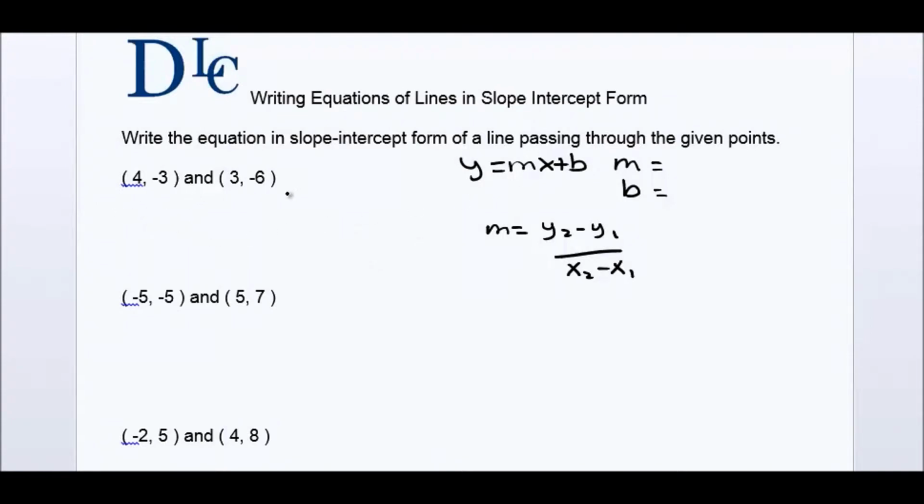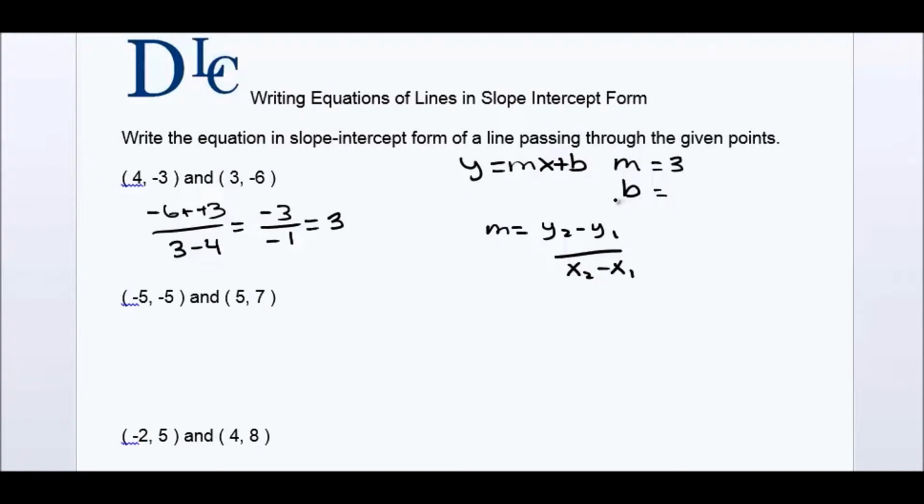Okay, so we have negative 6 minus a negative 3 all over 3 minus 4. When we simplify this, the double negative turns into plus, so negative 6 plus 3 would be negative 3. 3 minus 4 would be negative 1. When you simplify this, negative 3 over negative 1 is just a positive 3. So our slope is positive 3.